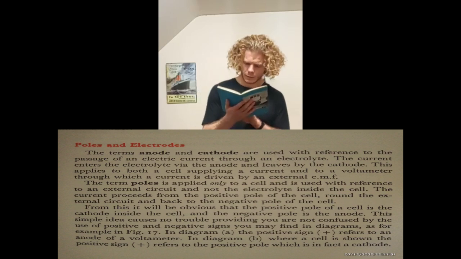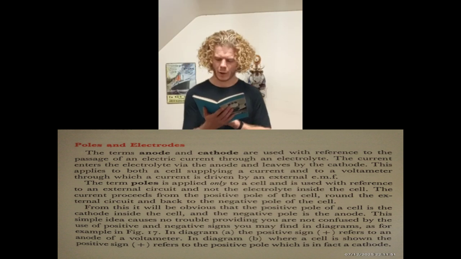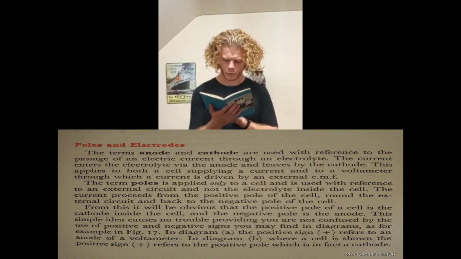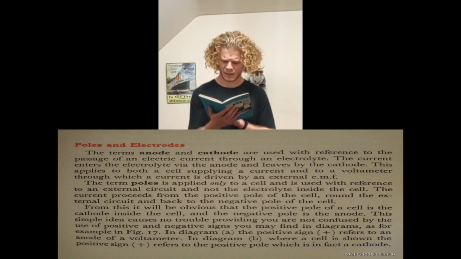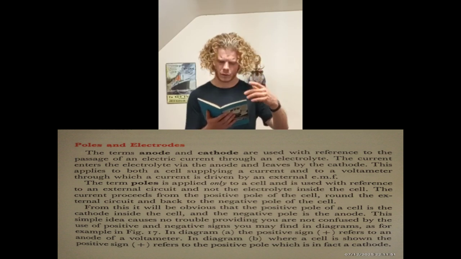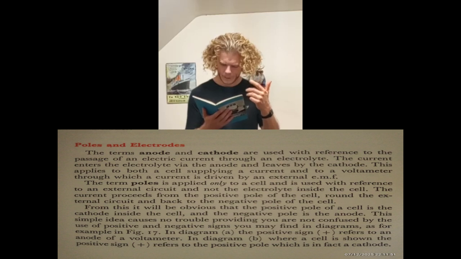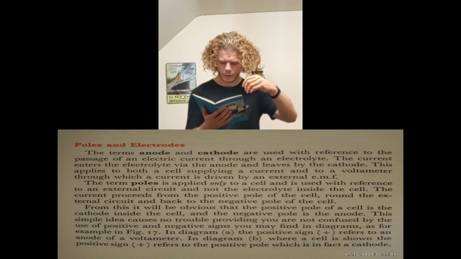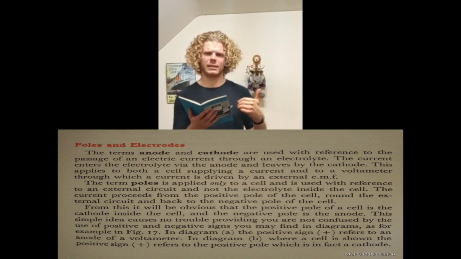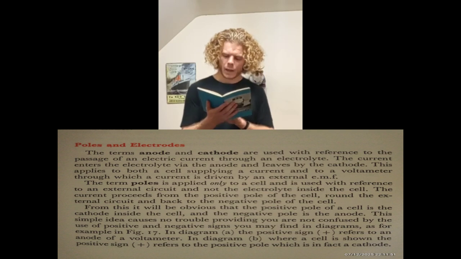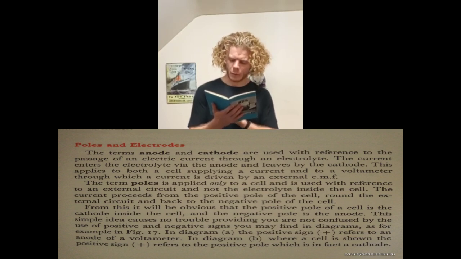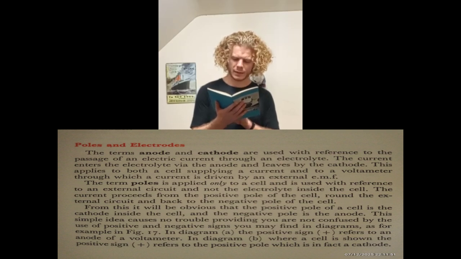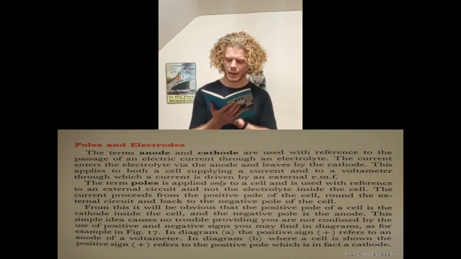The current proceeds from the positive pole of a cell around the external circuit and back to the negative pole of a cell. So in a cell, and I think we're talking about a battery, from the positive pole it goes through an external circuit and then back to the negative pole of the cell. From this it will be obvious that the positive pole of a cell is the cathode inside the cell and the negative pole is the anode.